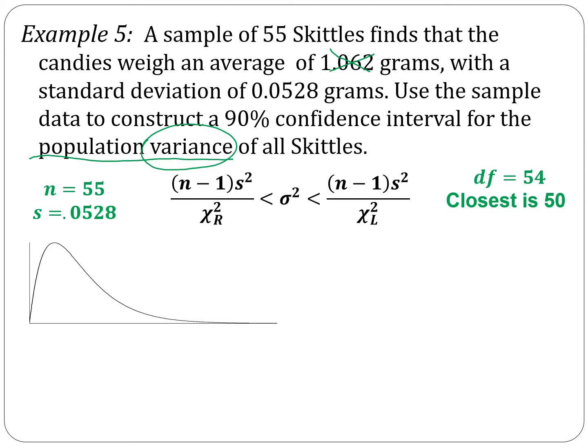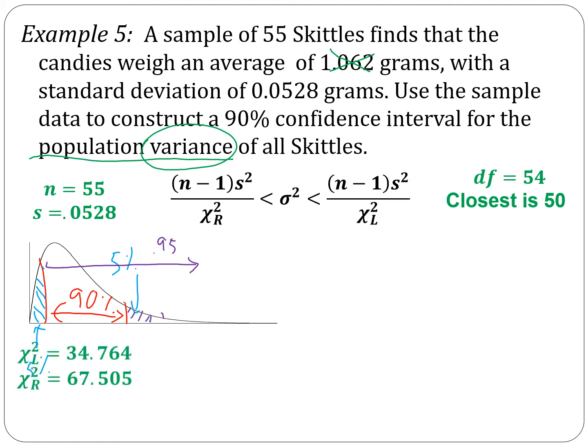Closest thing in our table is 50. We want a 90% confidence interval. 90% is cut out of the middle. And that means that there's 10% left over, 5% on this side, and another 5% on this side. All right, so we would go to our table. We would go to 50 degrees of freedom, since that's the closest thing to 54. And we would look up to the right of that cutoff. Okay, and there's 0.95 to the right of that. Okay, do the same thing for this 5%, and we get our two chi-square values.